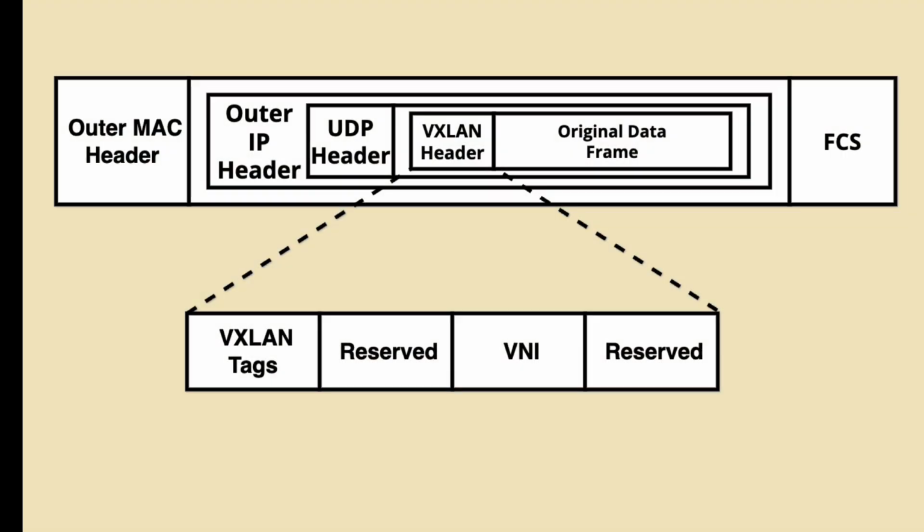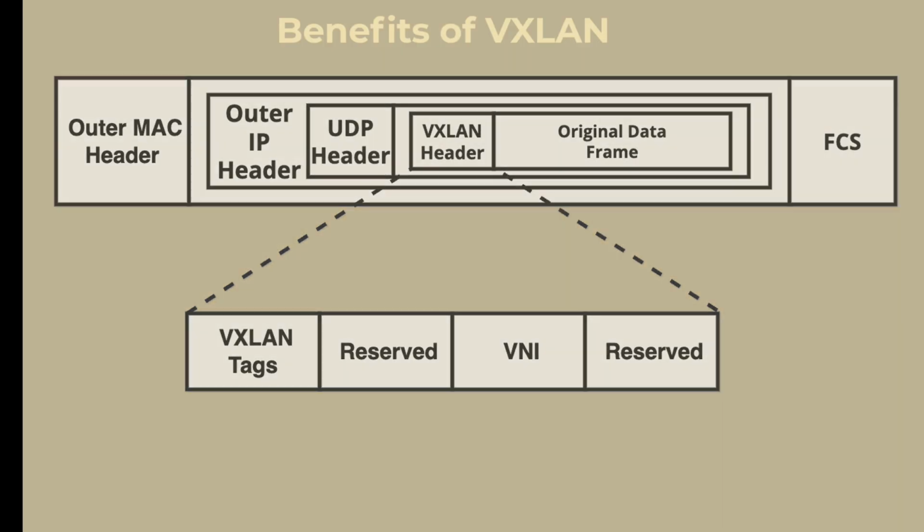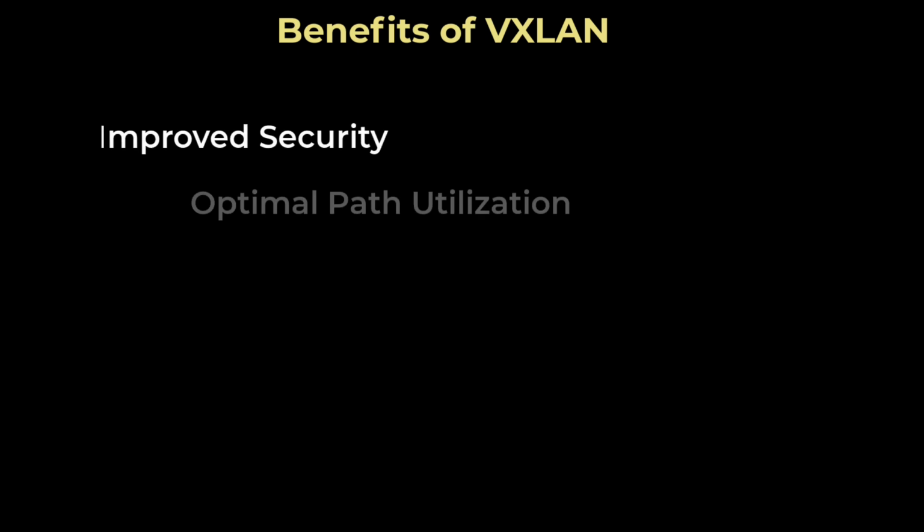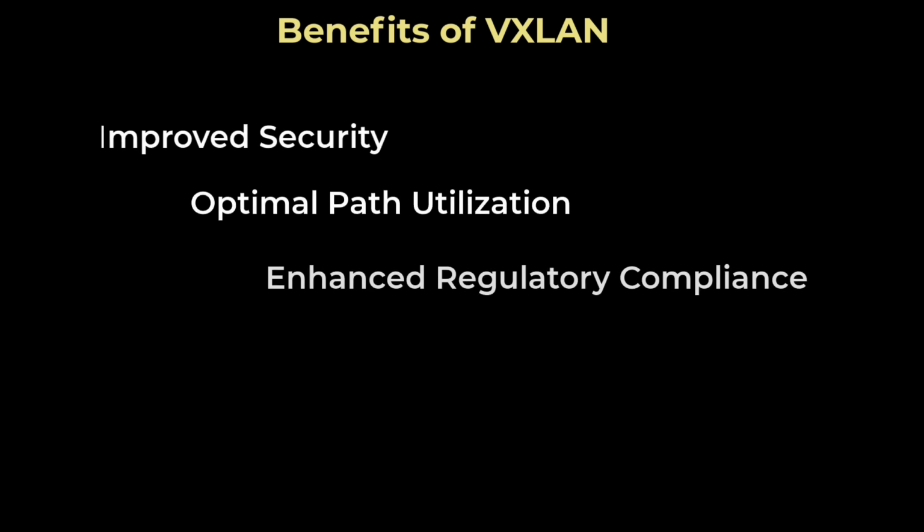Additionally, VXLAN encapsulates Ethernet frames within UDP packets, providing seamless transmission of Ethernet traffic across IP networks and enabling flexible and scalable network designs. Implementing VXLAN for network segmentation offers several key benefits, including improved security, optimal path utilization, and enhanced regulatory compliance. As organizations increasingly adopt cloud-based services and face evolving cybersecurity challenges, VXLAN technology provides a robust framework for maintaining resilient and secure network infrastructures.